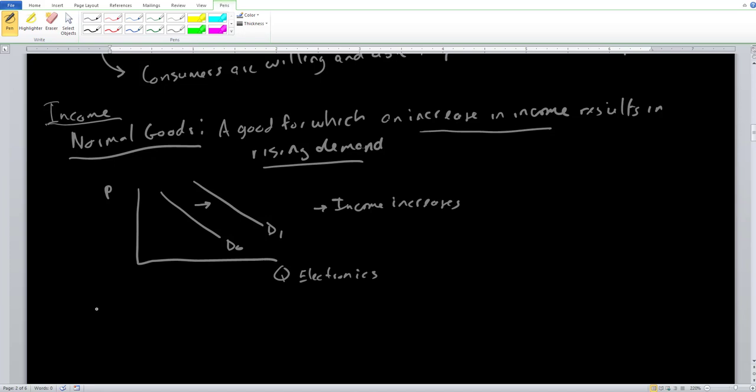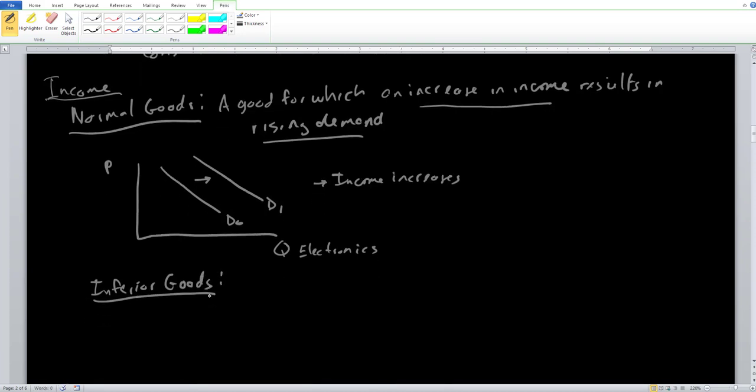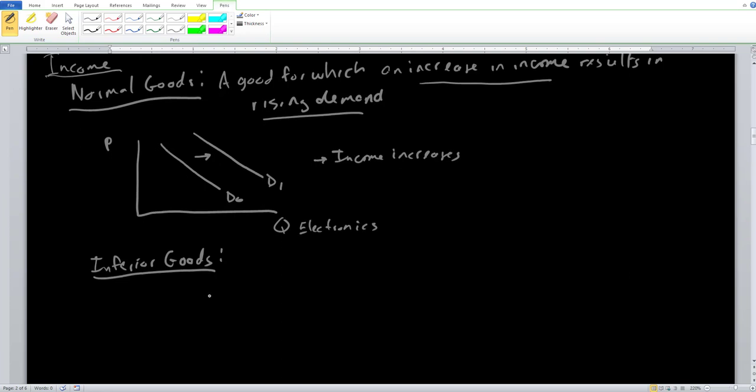On the other hand, we also have another type of good that we can take a look at, which is known as inferior goods. So if it's not normal, it can be considered to be inferior. And this is just going to be the opposite. It tells us that when we increase income, we actually want less of this good.